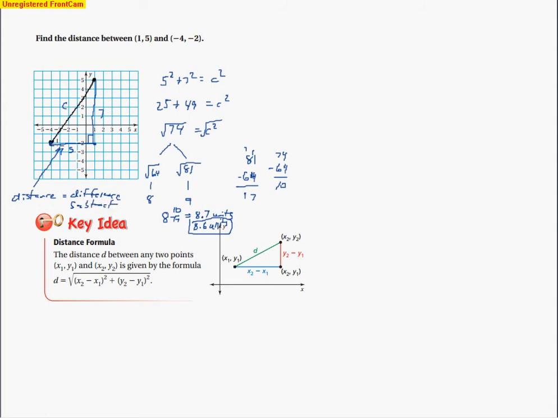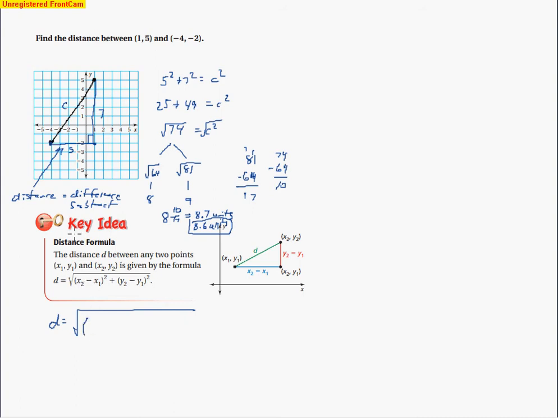If you do -4 take away 1, and that's what this formula is saying. It says take the difference of the two x values. See, x2 minus x1, that's the difference between this x component and this x component. So in our example, it would be this: our difference between x2 and x1.